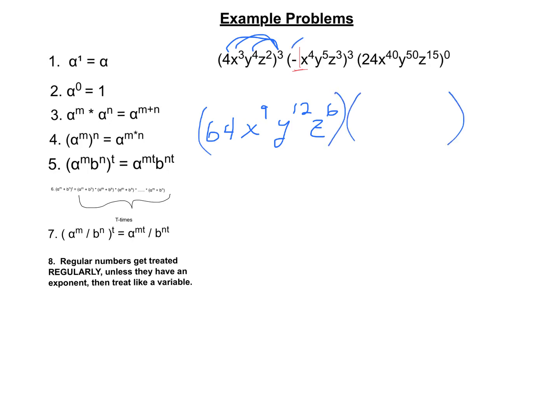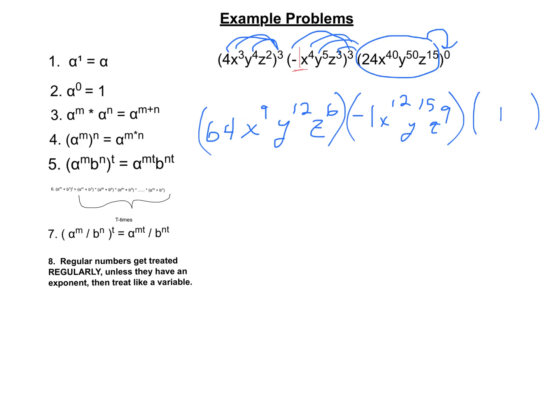Here. -1 cubed. Now that means -1 times -1 times -1, which is still -1. X to the 4th cubed is x to the 12th. Y to the 5th cubed is y to the 15th. Z cubed is z to the 9th. Now here, nicely enough for us, all this is being raised to the 0th power, which really means all this gets turned to 1. All that for that.